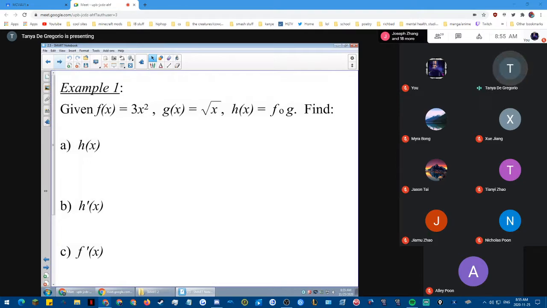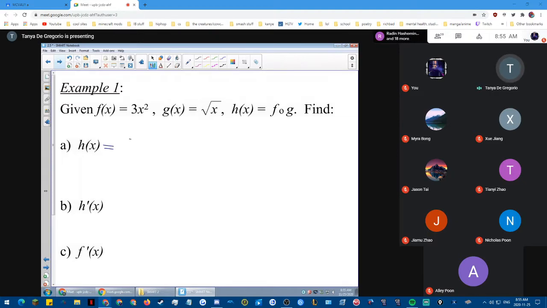So here I have y equals, or f of x equals 3x squared, and g of x equals root x, h of x equals f of g. So what does that mean? f of g. What am I doing here? What's f of g here? So what will h of x equal? f of g. Yes, Tom.